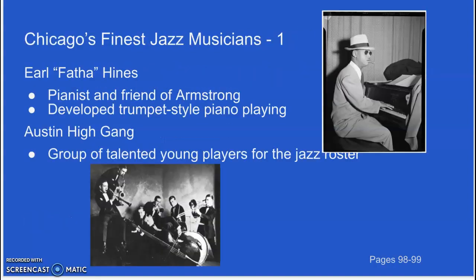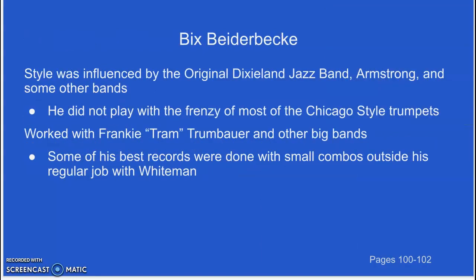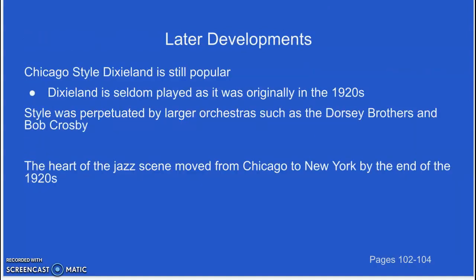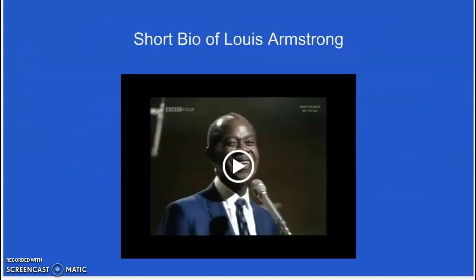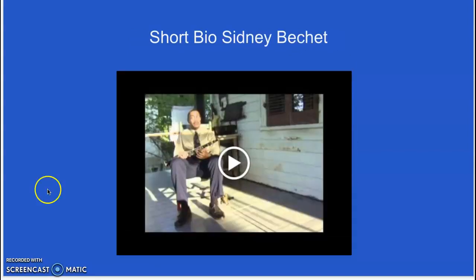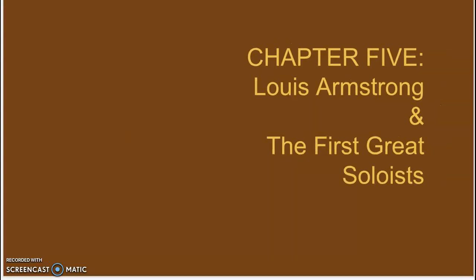You're going to get introduced to Earl Hines, who played his piano in a trumpet style and was a buddy to Louis Armstrong. And you're also going to listen to some Benny Goodman and Bix Beiderbecke. And I want to point out here that at the end I've introduced some of these just to give you a sense of who these people are, and that there's another slide deck to see too. So be sure that you take a look at this one.